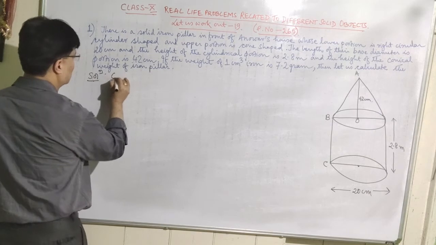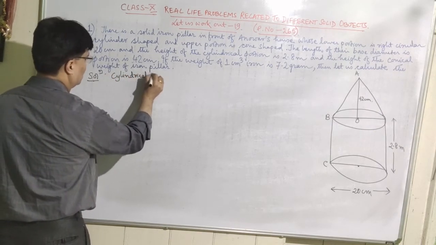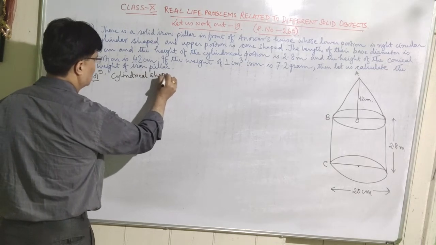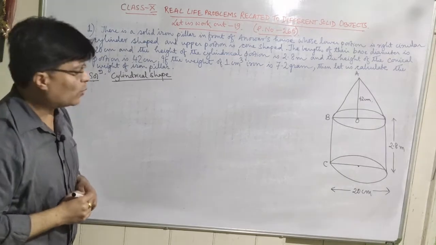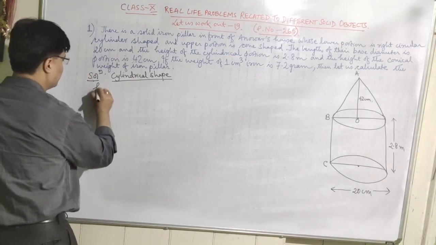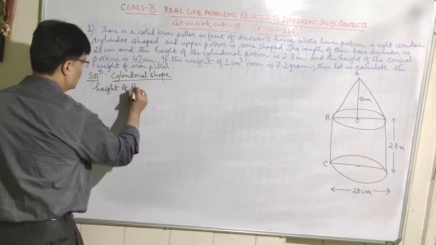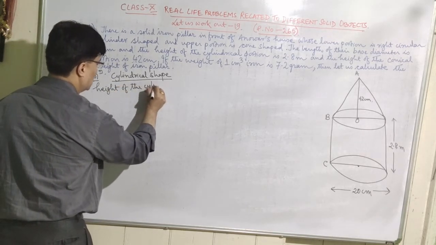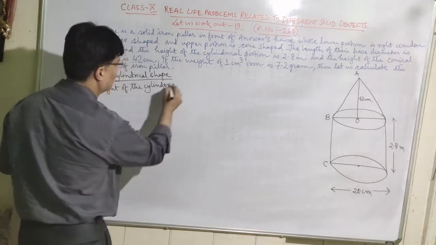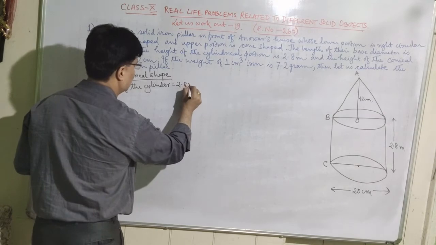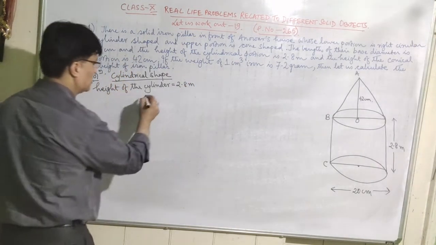Now let us calculate for cylindrical shape. Okay. So what is the height of the cylinder? Height of the cylinder is equal to, it is given as 2.8 meter. So now in this case you have to convert into centimeter.